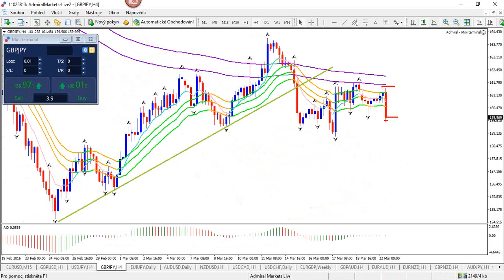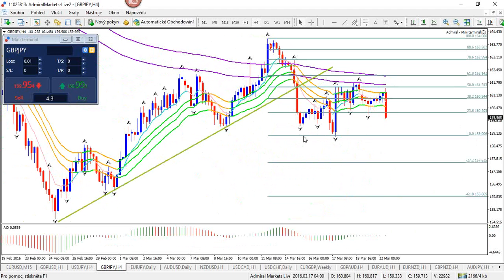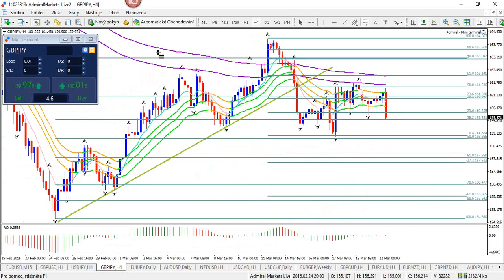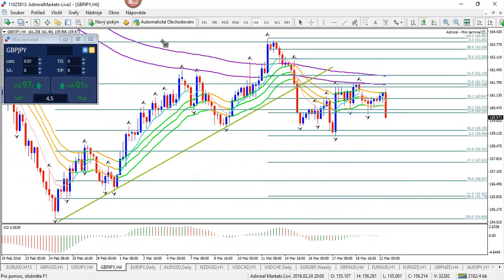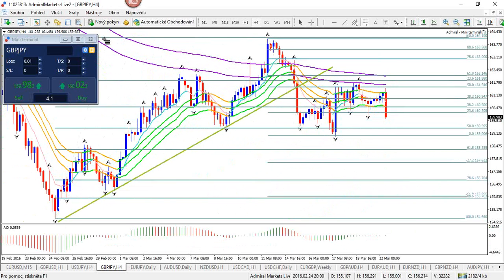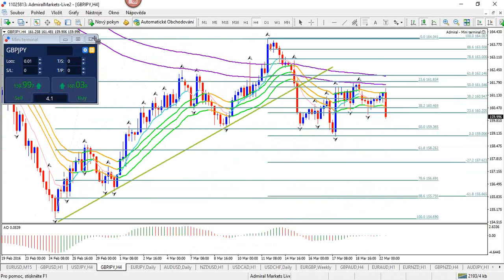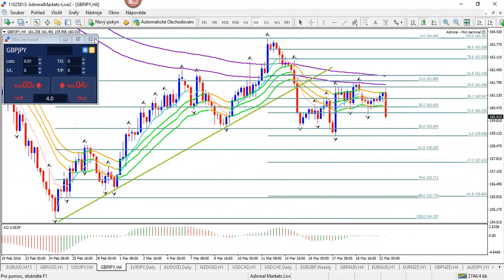But target wise, I think the minus 61.8 target could be good, 155, 156. Let me add two fibs, the Fibonacci targets and the retracement levels. All right, this target is quite deep, and it might be a bit risky.